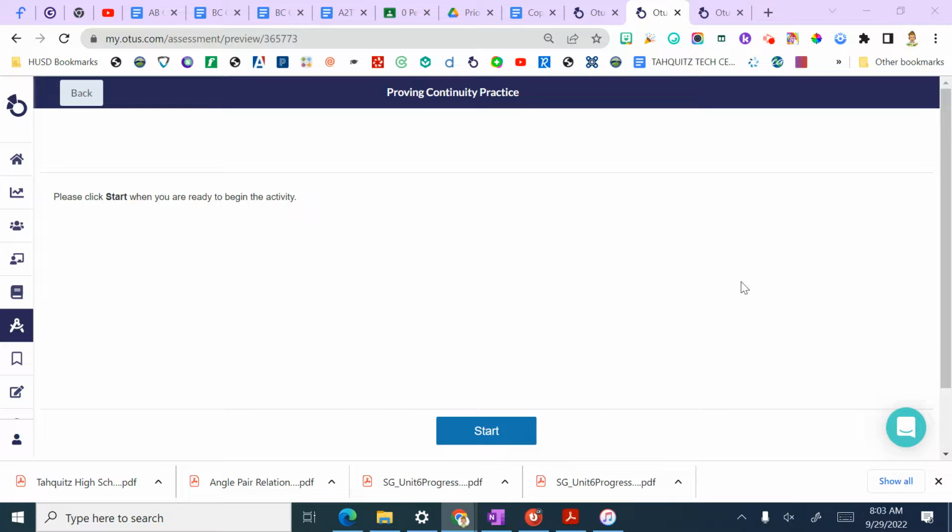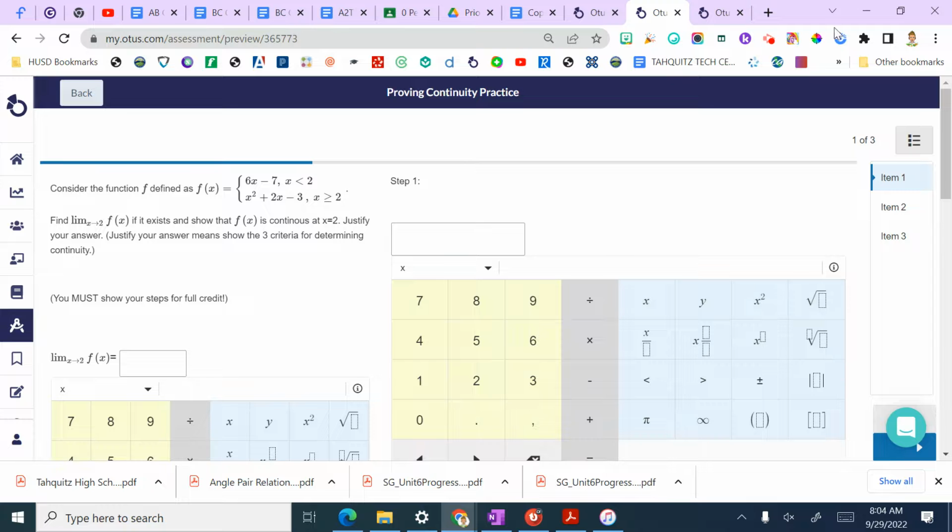Go ahead and hit start and get to the first one. Don't remember if I had the annotation on or not. I can't remember. Did I turn the annotation on or did I forget? Oh, I don't have it on my version.